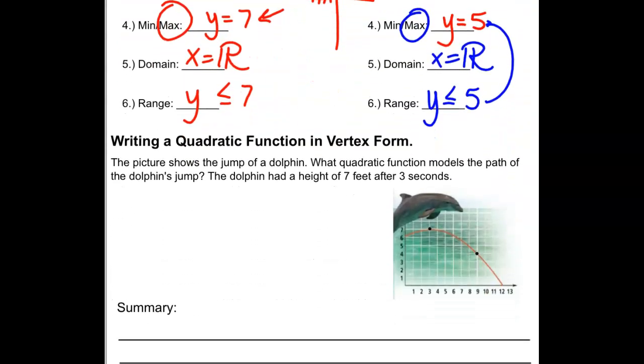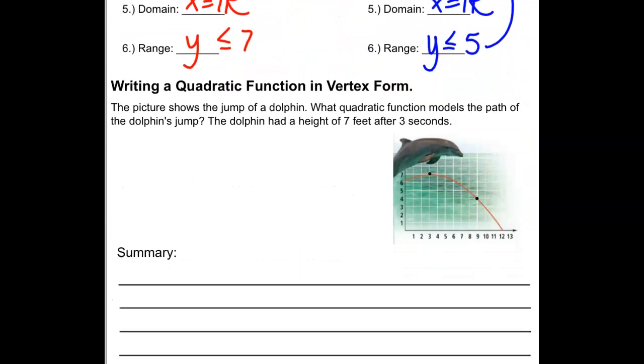All right. We have one more question. This one is talking about writing a quadratic function in vertex form. It says the picture shows the jump of a dolphin. What quadratic function models the path of the dolphin's jump? The dolphin had a height of 7 feet after 3 seconds. So that's this point. And if you look at the graph, that appears to be the vertex.